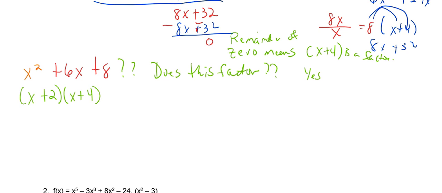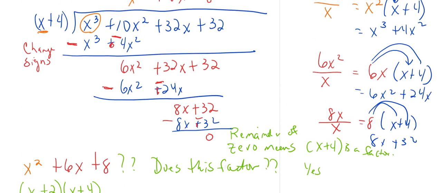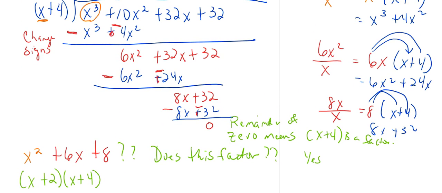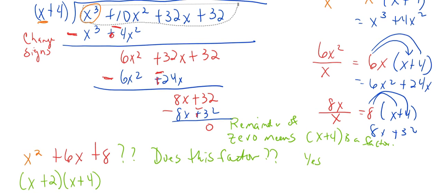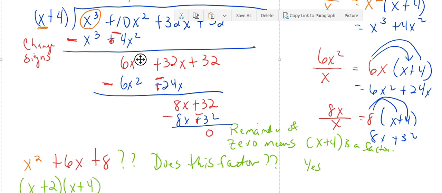Now don't get this confused with what we divided earlier. We divided the x plus 4 into the polynomial of degree 3, x cubed, to get this x squared. Okay, so it is a factor of that particular polynomial.